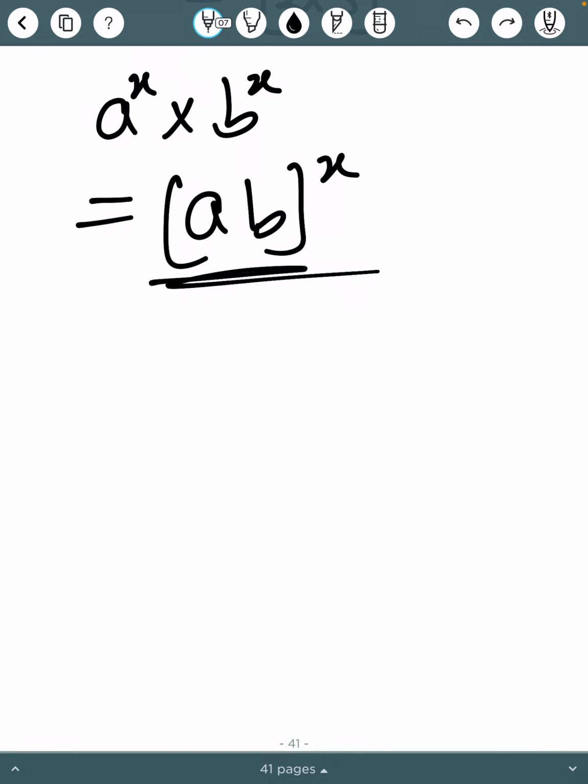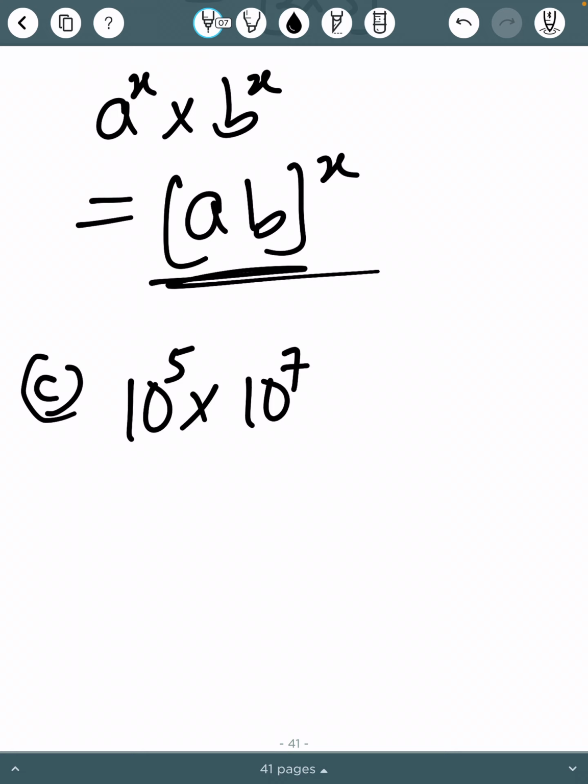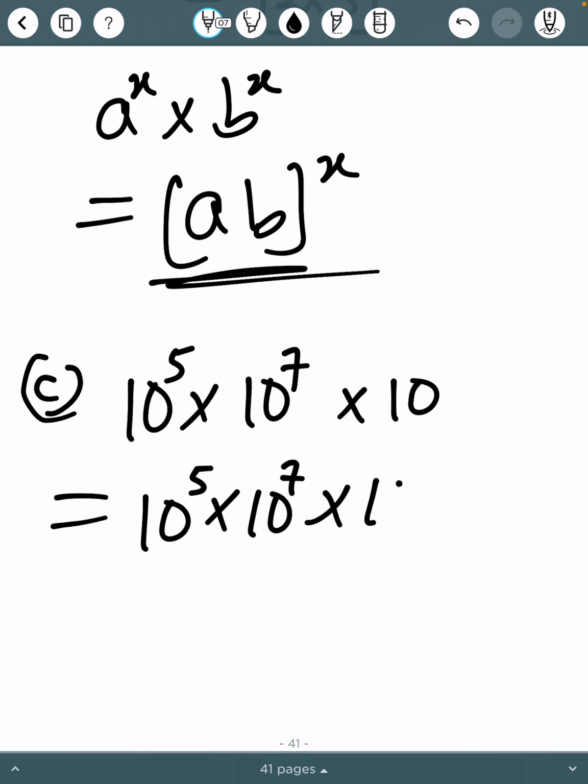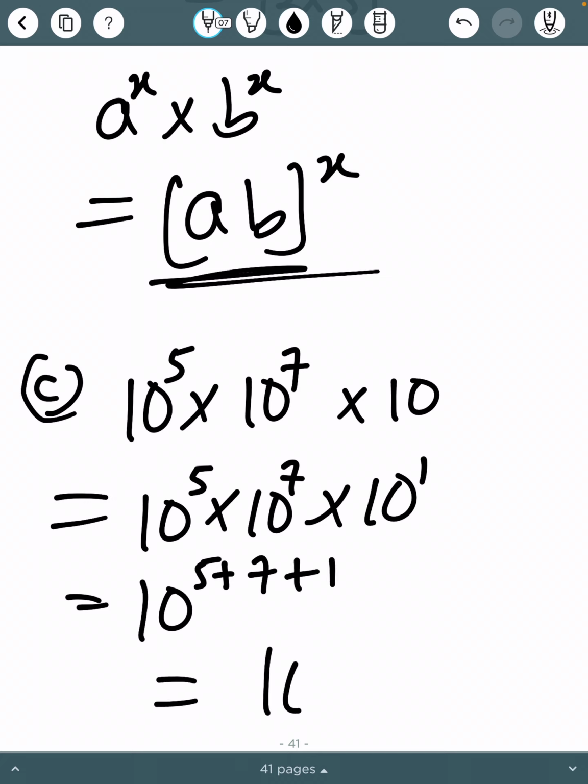I've done A and B. I think I'm going to C now. Question C says 10 raised to power 5 times 10 raised to power 7 times 10 is to be simplified. This will give me 10 raised to power 5 times 10 raised to power 7 times 10 raised to power 1. 10 is the same thing as 10 raised to power 1. That's 10 raised to power 5 plus 7 plus 1, and that's 10 raised to power 13, as long as I'm leaving my answer in index form.